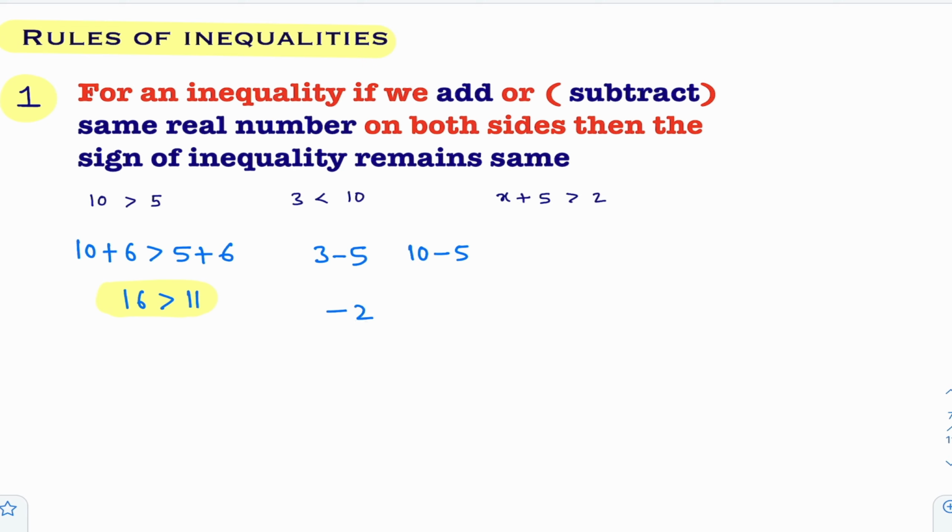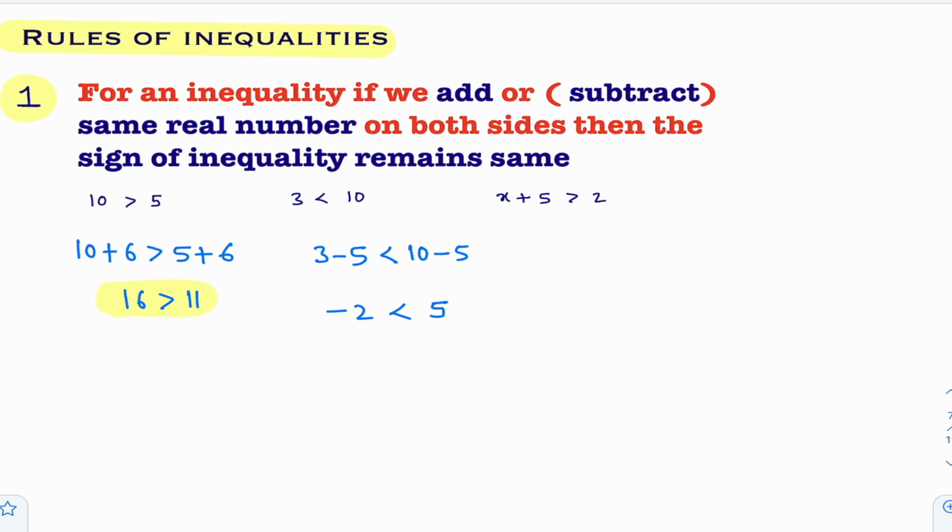10 minus 5 is what? 10 minus 5 is 5. What symbol is suitable here? Less than symbol is suitable or greater than symbol is suitable? Minus 2 is less than 5 is correct or minus 2 greater than 5 is correct? Clearly, minus 2 is less than 5. That means what happened? This inequality sign changed or remains same? It remains same, right? So it is important. You need to know this property.